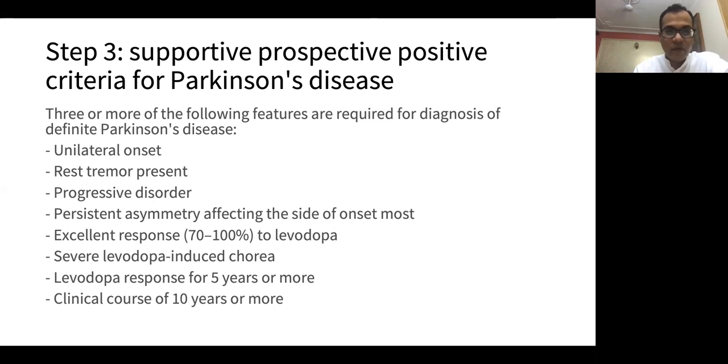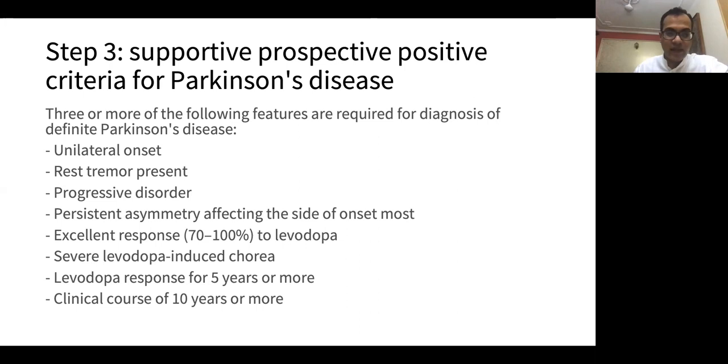If there's an excellent response to levodopa, and there are other diseases which may also respond to levodopa, but in addition to other things, then you can diagnose Parkinson's disease. Levodopa-induced chorea usually occurs after 4 to 5 years or more, and once those set in, it encourages you that this is Parkinson's disease only and nothing else.